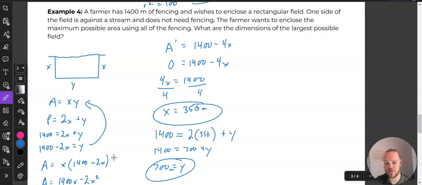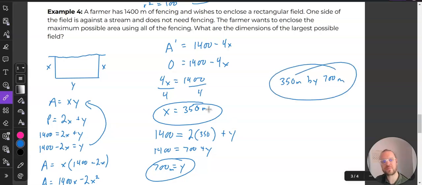Sorry, I should say 700 meters. So that would be our two dimensions. Or more specifically, we could say that it's going to be 350 meters by 700 meters would be our answer.